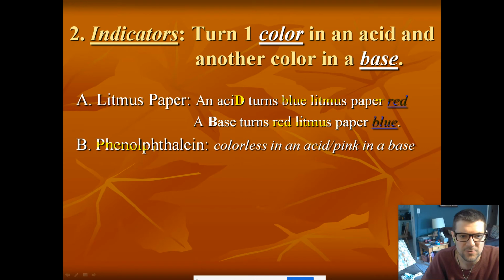The next up is phenolphthalein. This is a super common, although hard to spell and say, indicator that is colorless in an acid but turns pink in a base. It's an amazing color change when you see it in class.